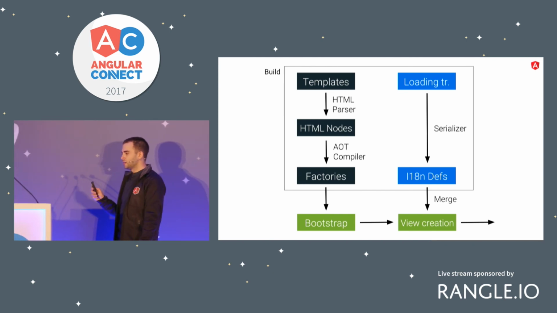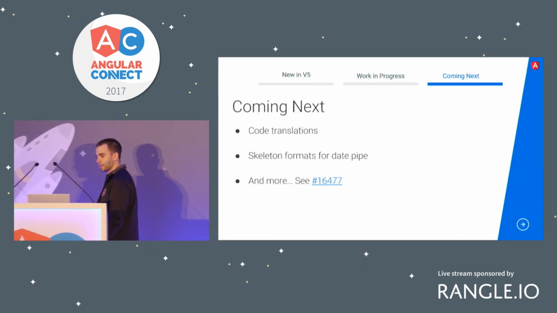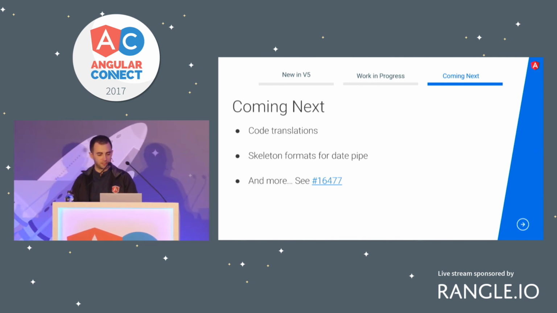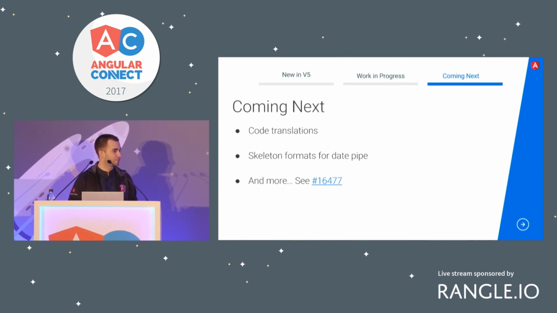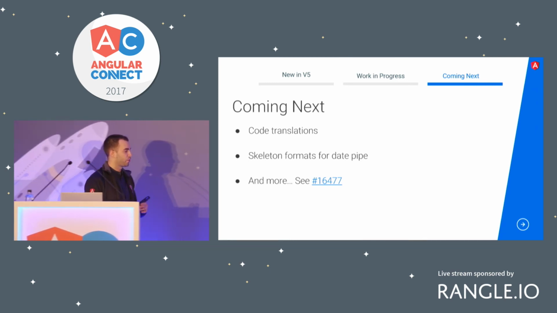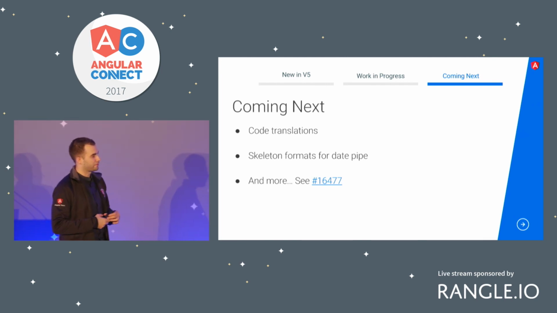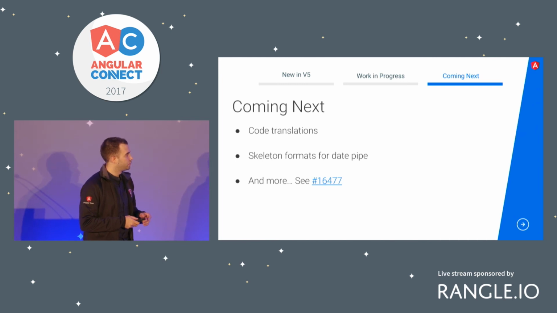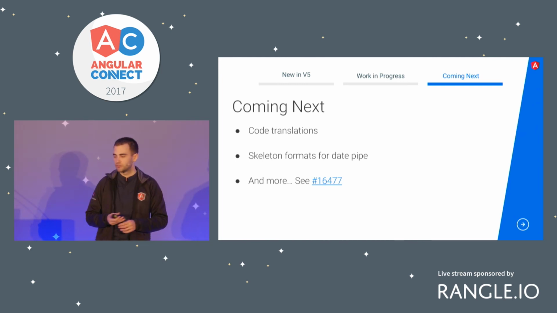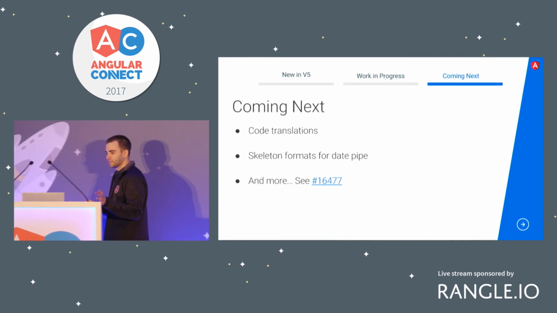So we've seen some of the stuff that we are working on right now. And I've told you that what we are going to work on next is code translations. A lot of people are waiting for that. And we hope to make this available during V5 as a minor version. We need to finish runtime translation before. And hopefully you will have that in the next 6 months.